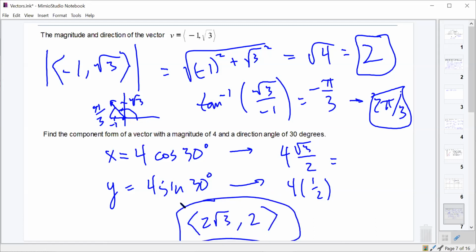Everybody good with that? That's the very, very basics of vectors. We're going to stop with that because we're pretty much out of time. We're going to talk about some rules for vectors next time, and then we're going to actually do some calculus work with them.